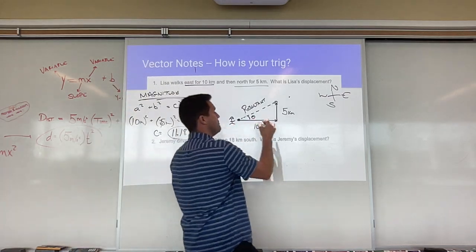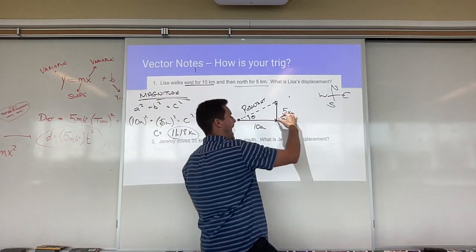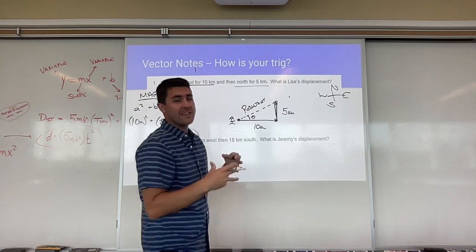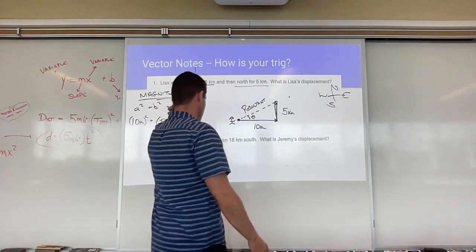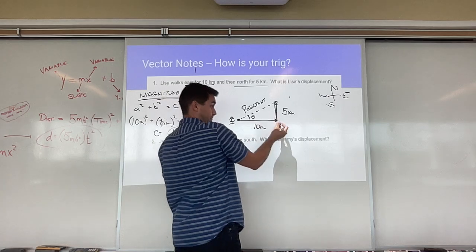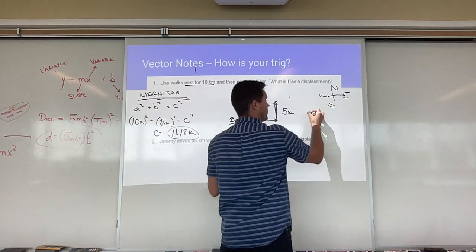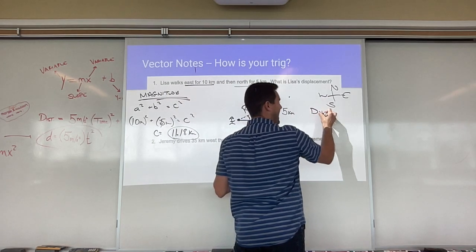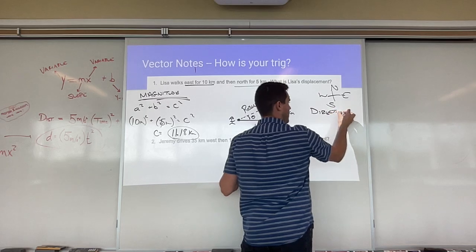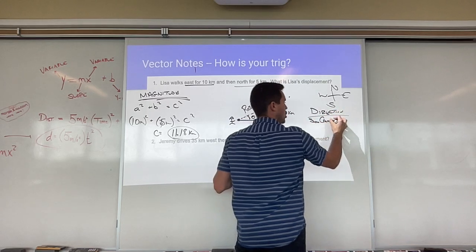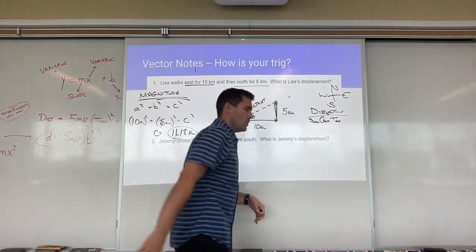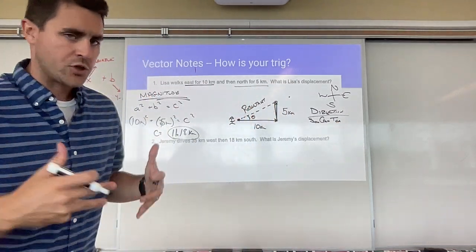Well, she started moving east and she ended up north. So she's moving in this northeast quadrant. Let's figure out the angle that she moved. So how am I finding this out? Well, I can use any one of my trig functions. So in order to find the direction, I need to use SOHCAHTOA, or my trig functions, my inverse trig function.